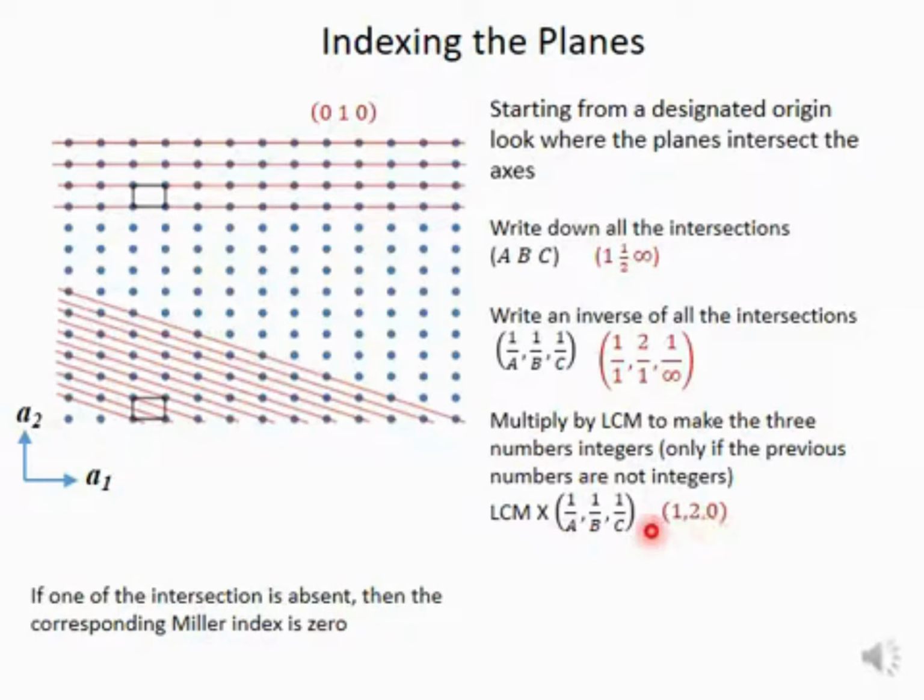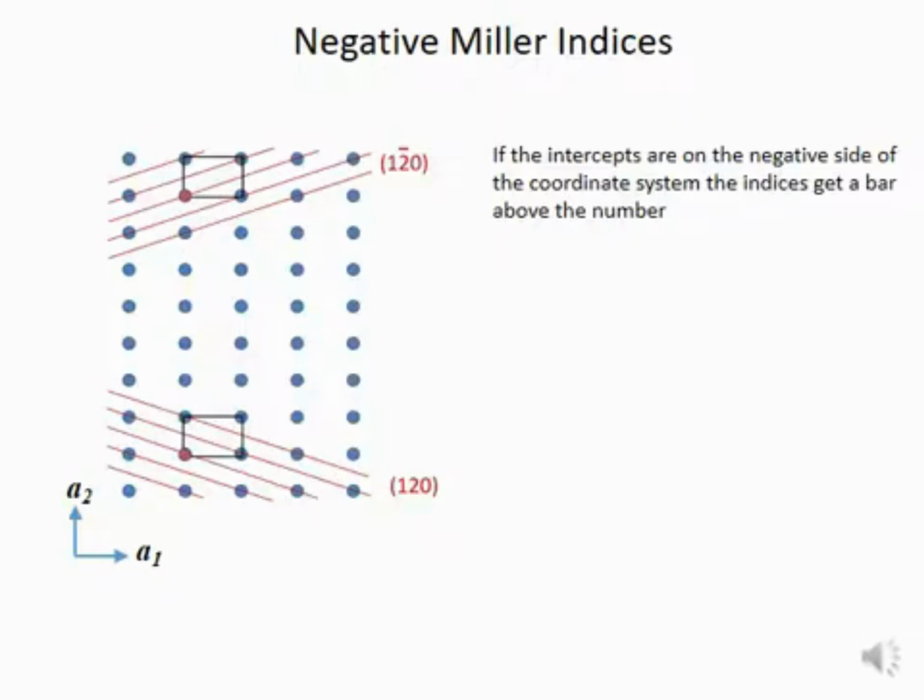When you take the inverse of all these intersections and then the least common multiple, you get 1, 2, 0. These are again Miller indices. For the two sets of planes, the first has index 0, 1, 0, and the second has 1, 2, 0. Okay.